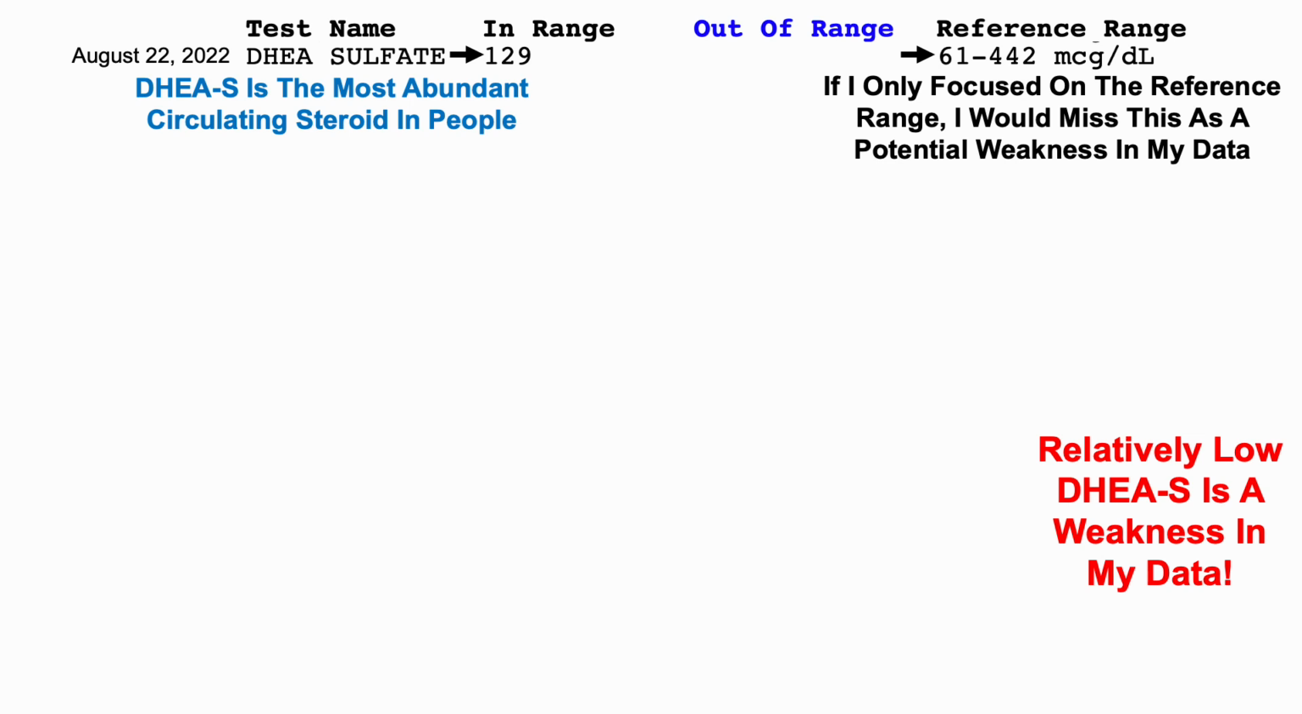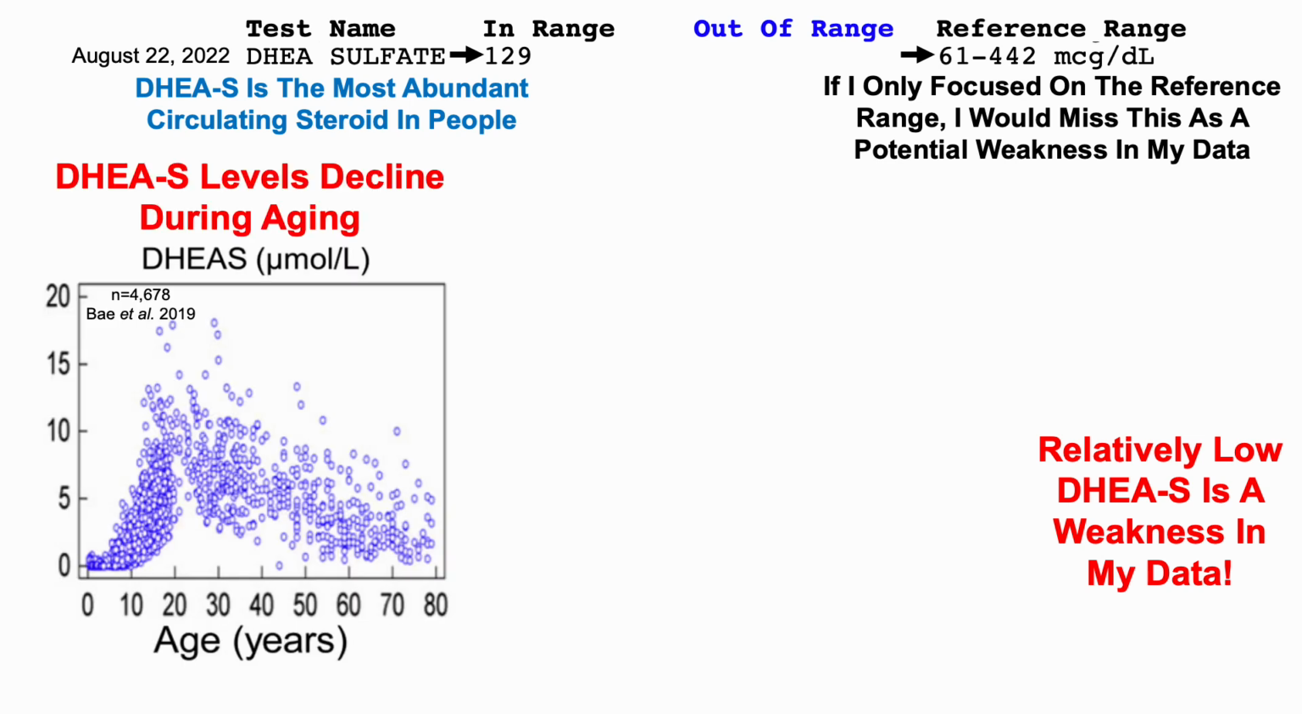So why do I think this is even a weakness in my data? First, DHEA sulfate levels decline during aging. And this is in a study of about 4,700 people. If anybody's come across larger studies, I looked thoroughly for larger studies, and I try to always show data for the largest studies, as they may represent the population averages more accurately relative to smaller studies.